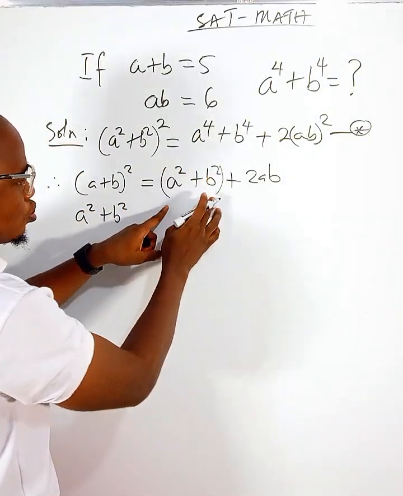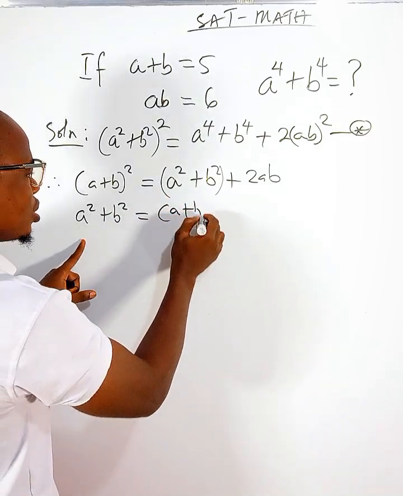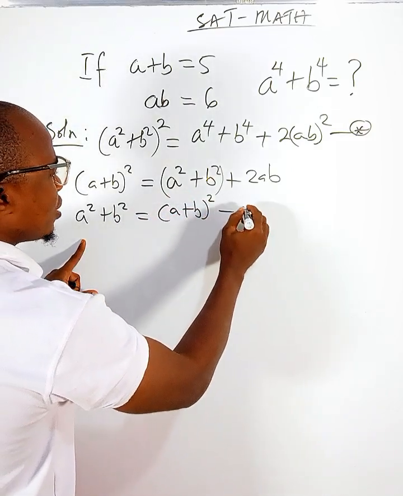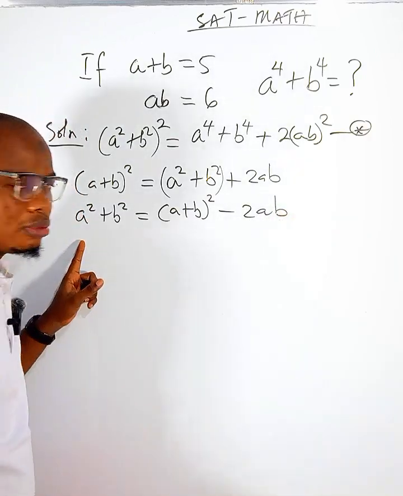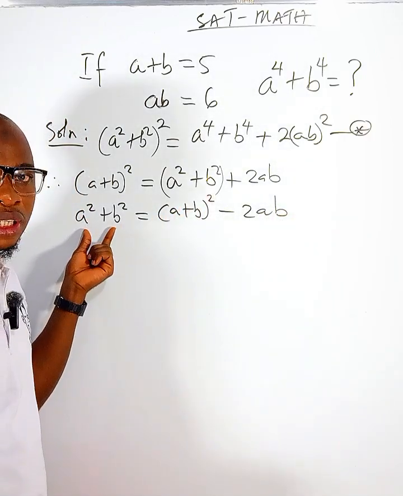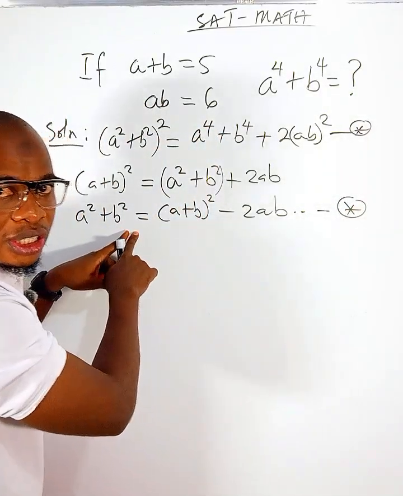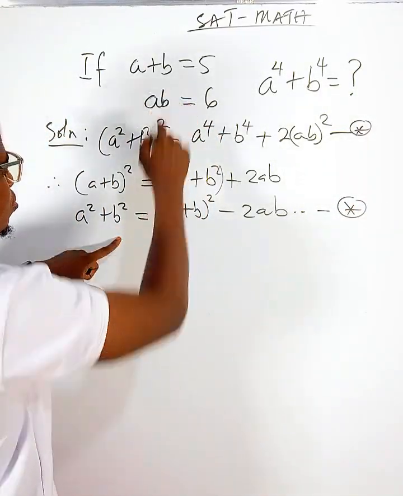If you make this the subject of the formula, we are going to have a plus b all squared minus 2ab. Are you getting it? If you make a squared plus b squared the subject, we are going to use this now to get a squared plus b squared.